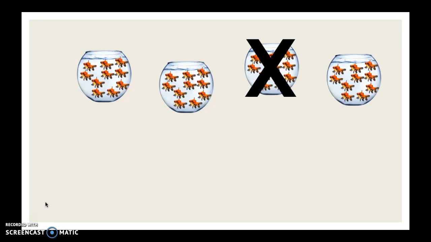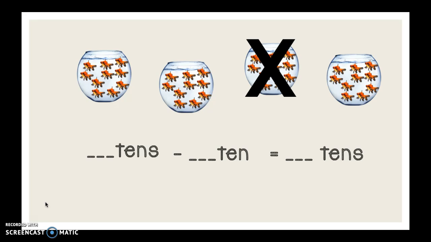Friends, can you clearly see in this picture how many fish tanks I subtracted? Well, I hope so. There's 1 that's subtracted. I know that because there's a big old black X on it. All right, for this one, I won't be adding, of course, I'm going to be subtracting. So my number sentence is going to say blank tens minus blank 10 equals blank tens.